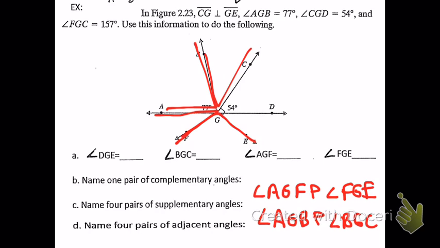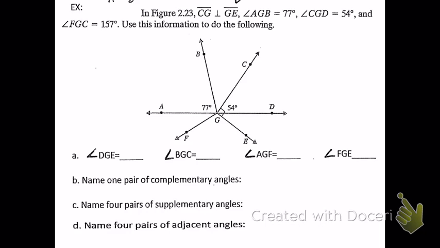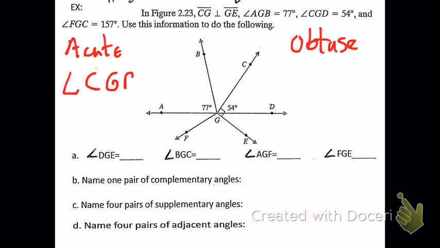Then the next thing it asks is for you to name two acute angles and two obtuse angles. So let's do acute and obtuse. These aren't in pairs, they're just single angles. Let's just do one. Name an acute angle. Yes, go ahead. Angle CGB. What was CGB? CGB was 49 degrees, right. So angle CGB is acute.